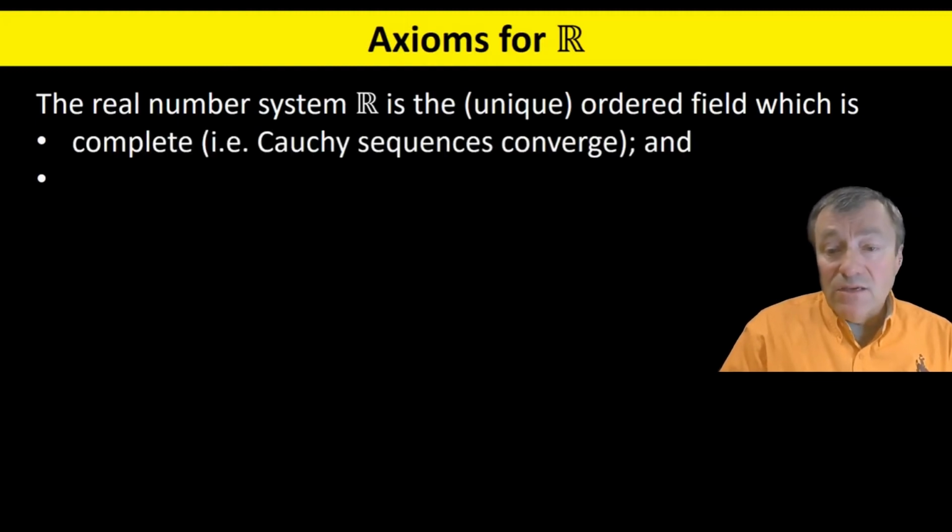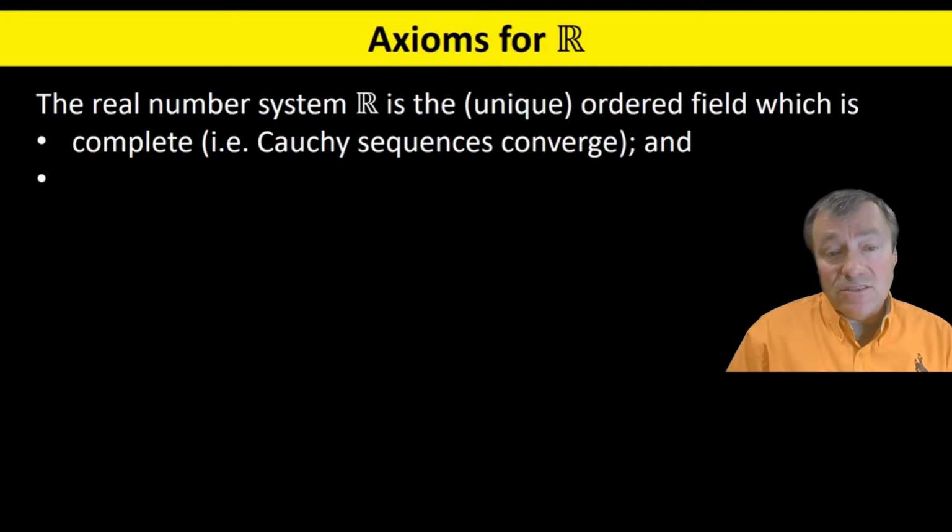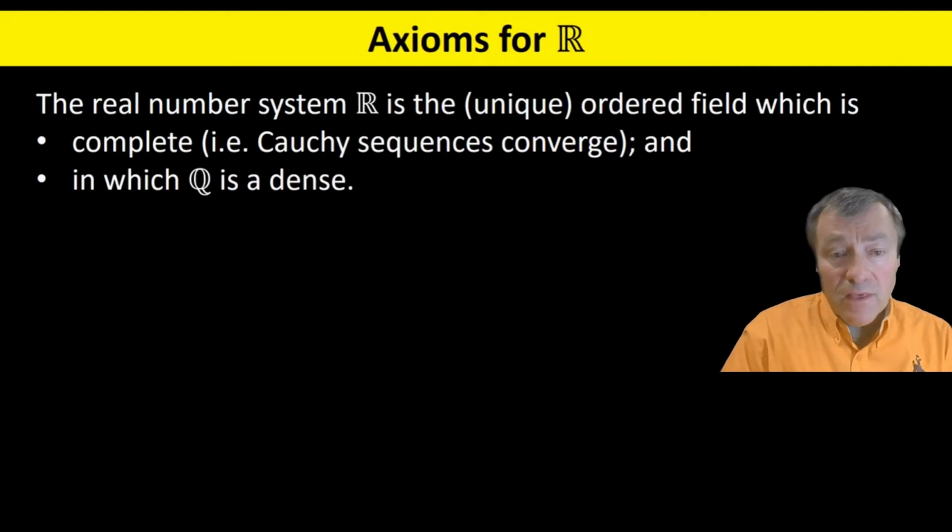Next, we come to the axiom of completeness. And this is, in a sense, the big one, the one that really tells us what ordered field we're talking about, the completeness axiom. Now, I'm going to say that completeness, by definition, is really the property that Cauchy sequences converge. But I'll say a bit more about that in a moment.